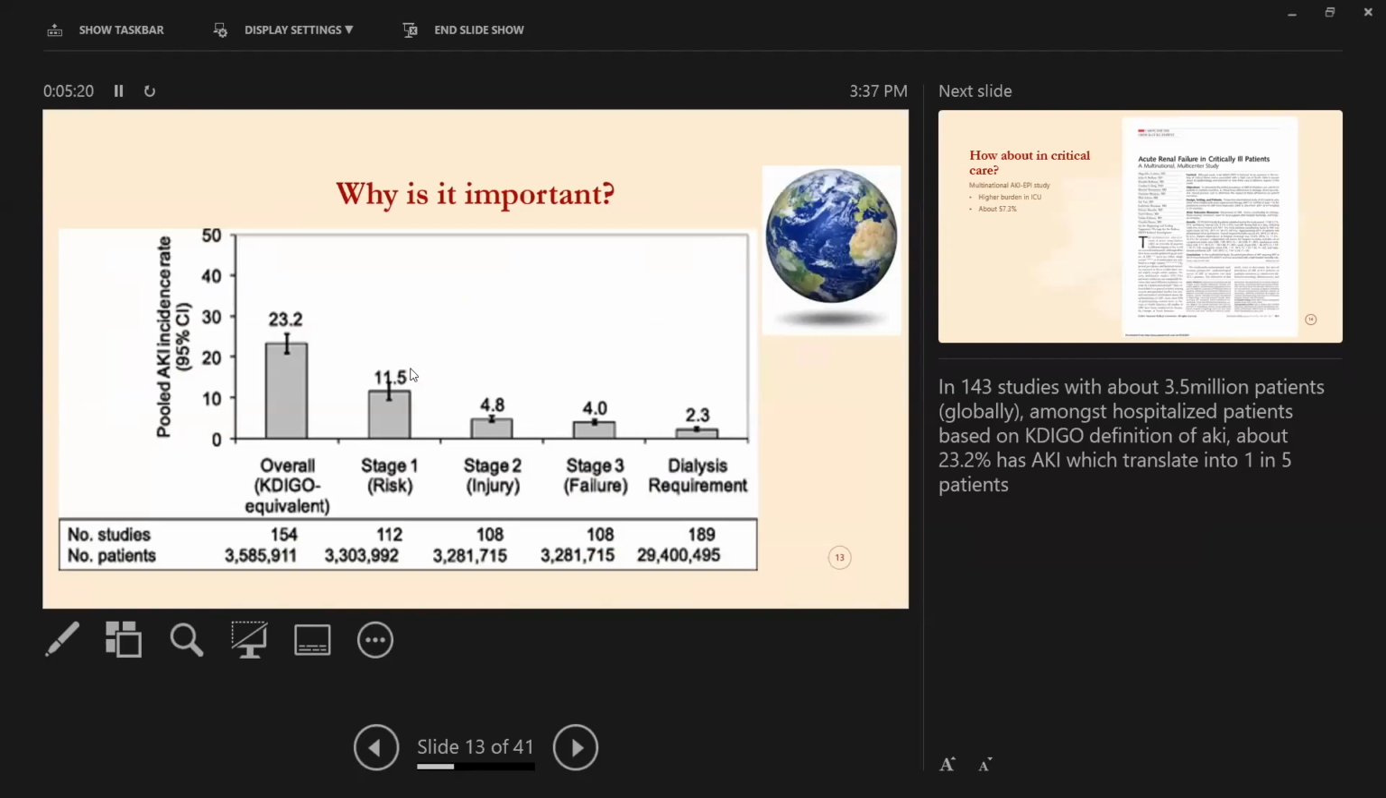So why is it important? Based on this, there is a study of 143 studies done with about 3.5 million patients globally. Among hospitalized patients, based on the KDIGO definition of AKI, 23% of the patients admitted to the hospital have AKI, which translates to about 1 in 5 patients.